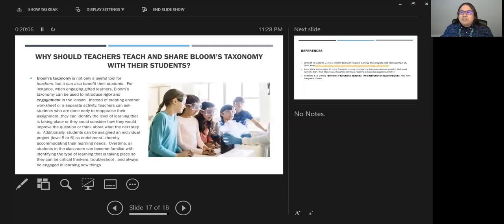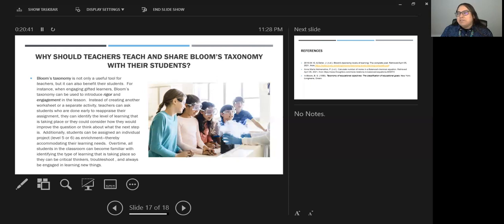Now, what's the catch here? Why am I sharing this with you? The reason is that it introduces rigor, and it also helps engage our students. It's not only a useful tool for teachers in designing lessons, but it's also a useful tool for learners, for the student. And some of the things that I do as a teacher is I might ask my students who get done early to go back through and identify the type of learning.